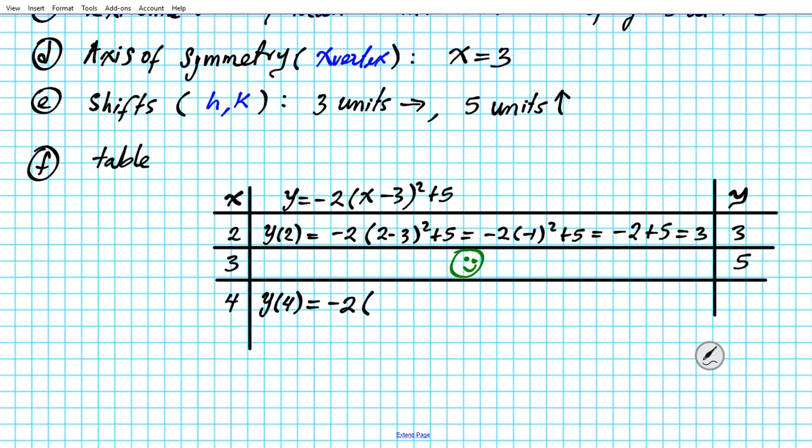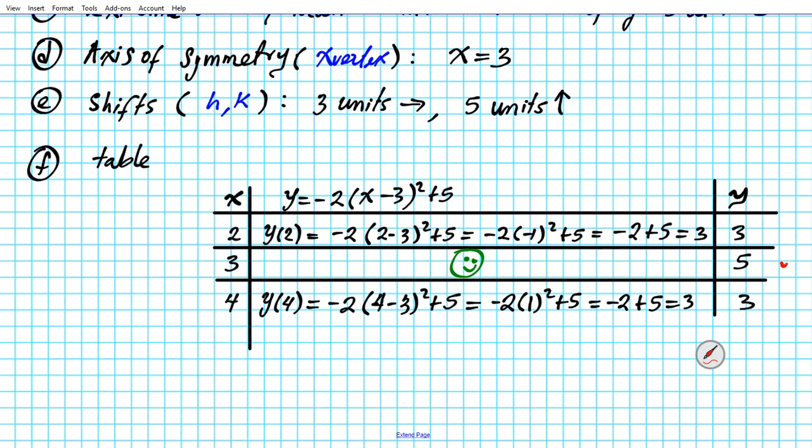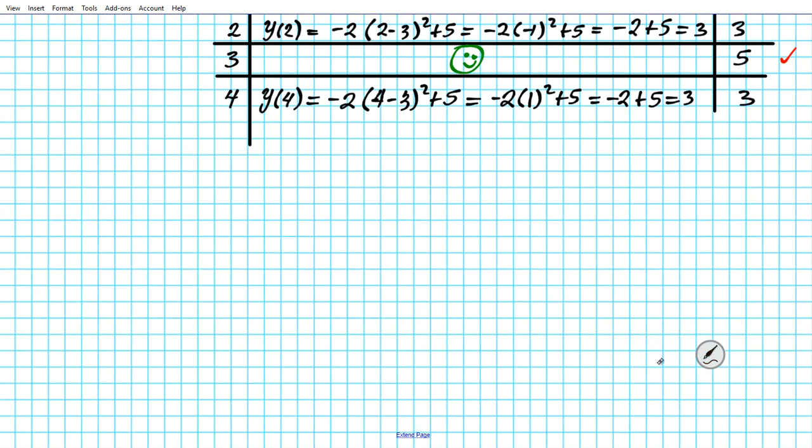We have -2 times (4 minus 3) squared plus 5. That gives us, using the order of operations, -2 times 1 squared plus 5. 1 squared is 1 times -2 is -2 plus 5, which is 3, which is identical to that other value. So we are confident that our points and results are in fact correct. Now we are ready to graph the function.